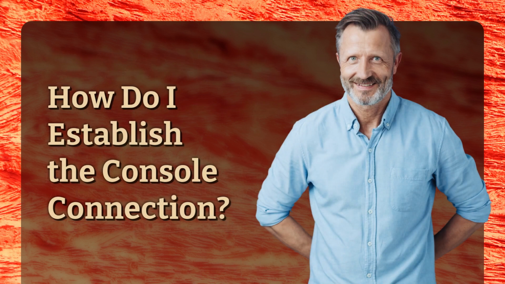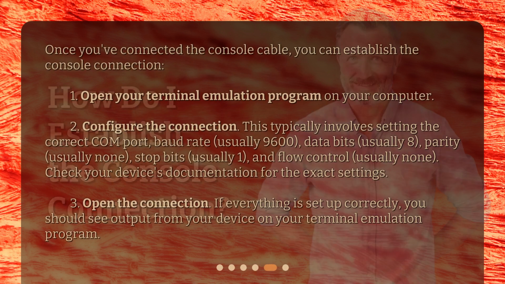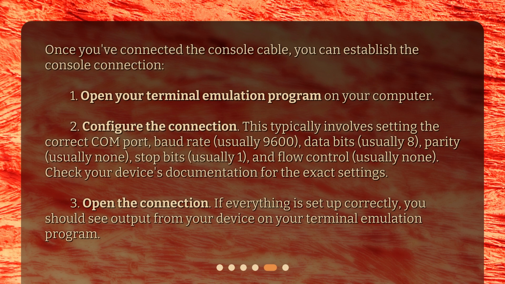How do I establish the console connection? Once you've connected the console cable, you can establish the console connection. 1. Open your terminal emulation program on your computer. 2. Configure the connection. This typically involves setting the correct COM port, baud rate, usually 9600, data bits, usually 8, parity, usually none, stop bits, usually 1, and flow control, usually none. Check your device's documentation for the exact settings.